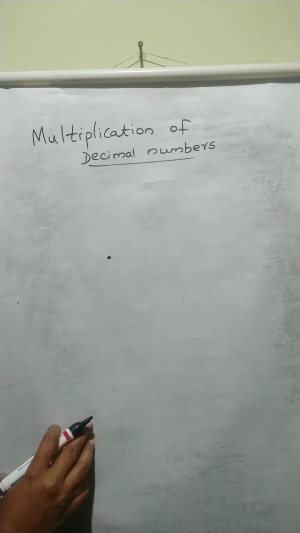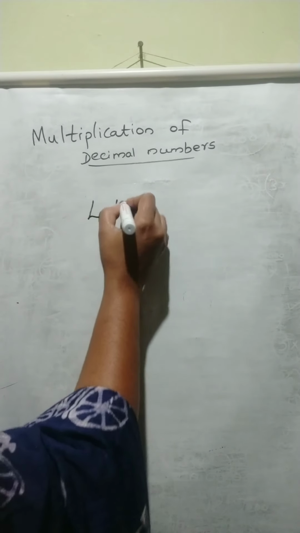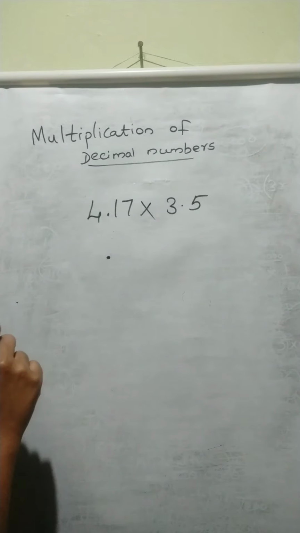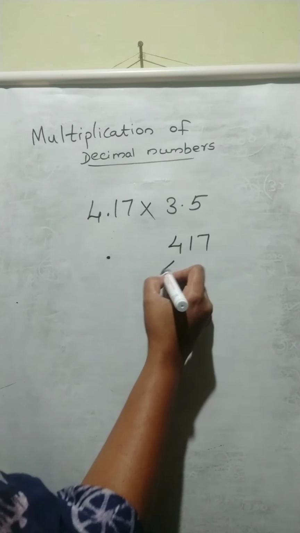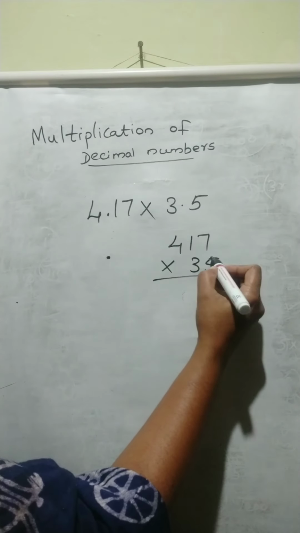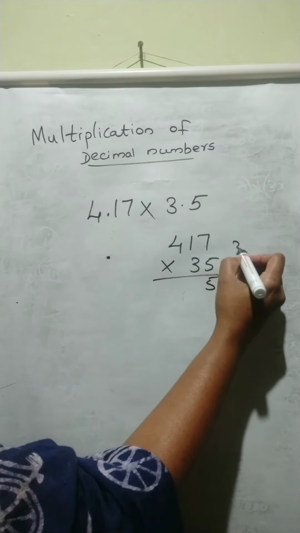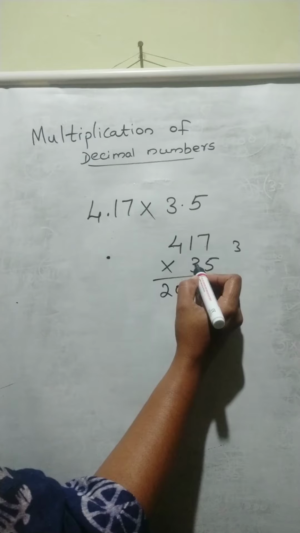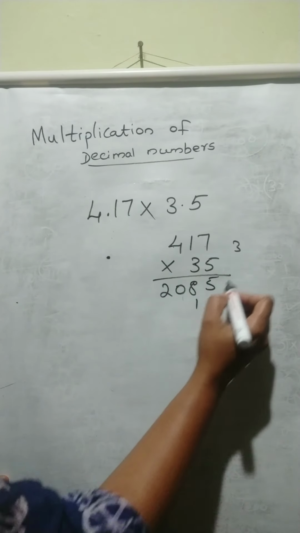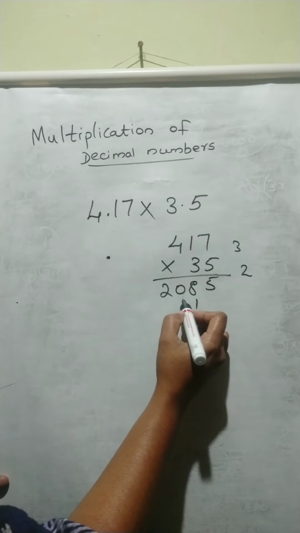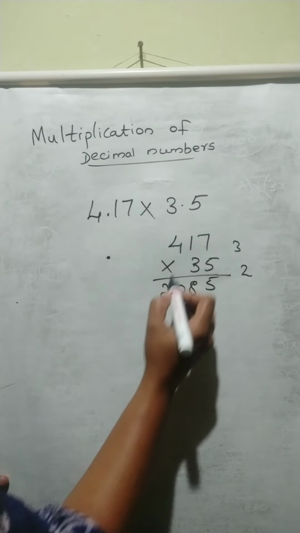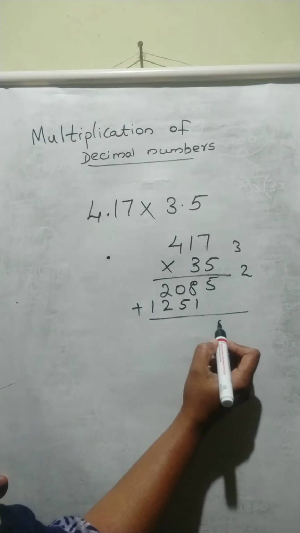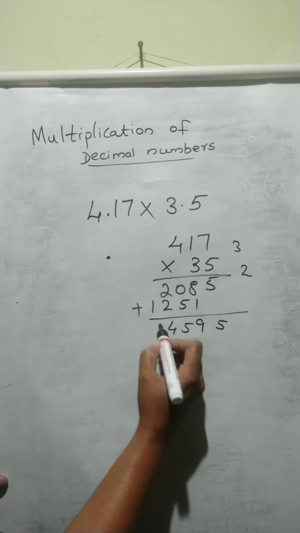Next question is 4.17 multiplied by 3.5. How can we multiply? We can multiply 417 and 35. Then 5 sevens are 35. 3 will be there, 5 plus 3, 8. 5 times 1, 5. 4 times 5, 20. Then by 3: 3 times 7, 21. 2 will be there, 3 plus 2, 5. Then 4 times 3, that is 12. Then add these numbers. Then 5, 9, 5, 4, 1.